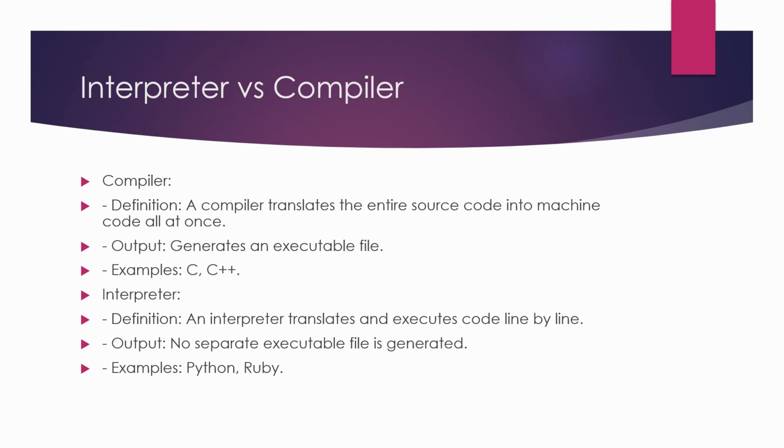Now let's compare compilers and interpreters. A compiler translates the entire source code into machine code at once, generating an executable file. Languages like C and C++ use a compiler. On the other hand, an interpreter processes the code line by line, executing it immediately. Examples of interpreted languages include Python and Ruby.